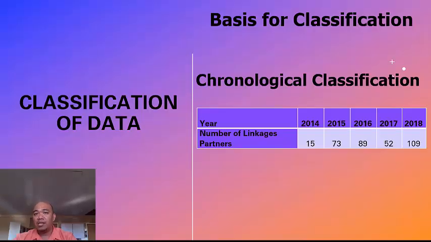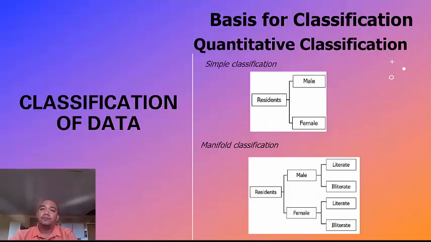So in 2014, there are 15 linkages. In 2015, there are 73. In 2016, there are 89. In 2017, 52. And last, 2018, there are 109 linkages. Another classification of data is qualitative, not quantitative.